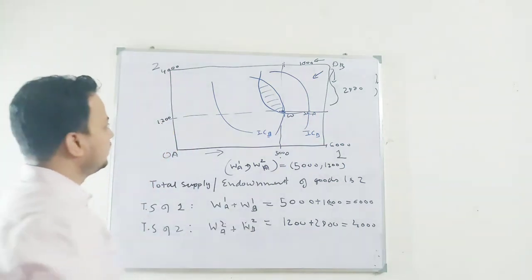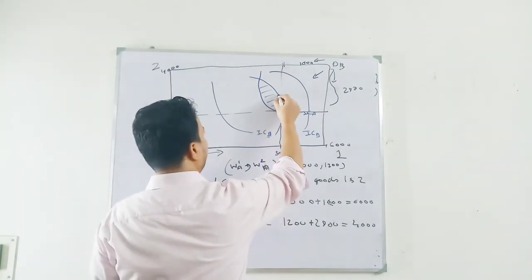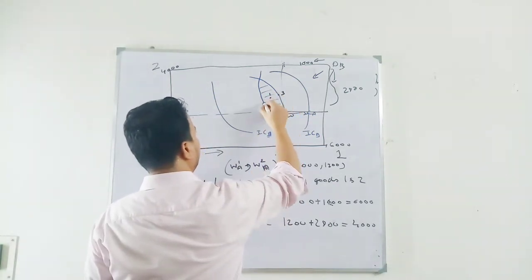So I give you a graph like this. I give you points like this, 1, 2, 3.